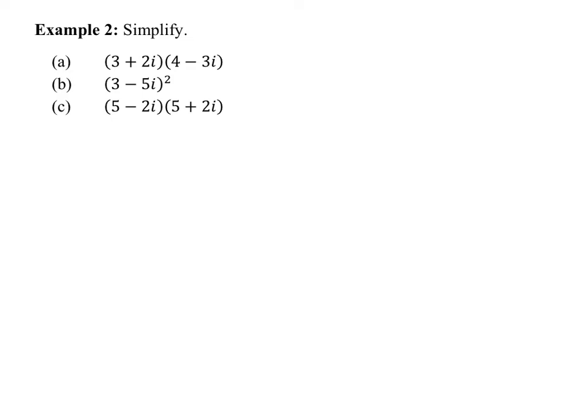Go through. So for this example, we're just going to simply multiply. All right, and if we're multiplying these two values, what do we have to do here?